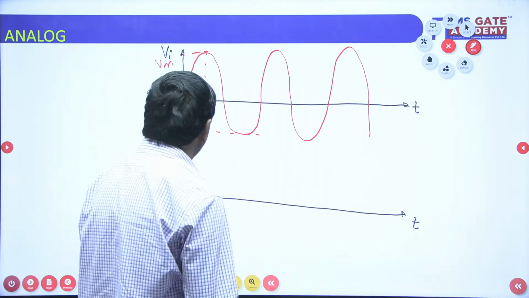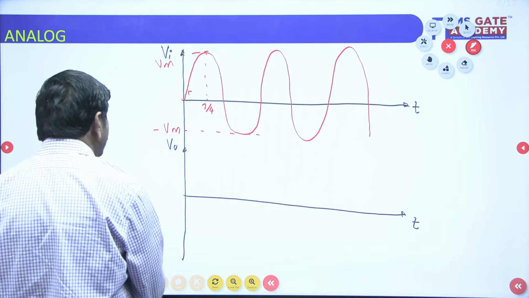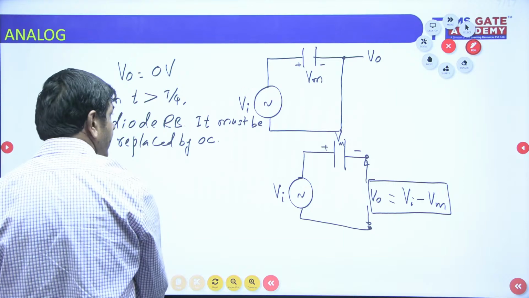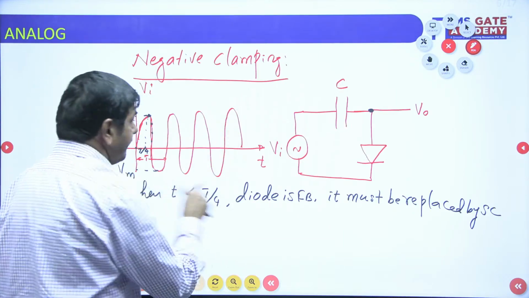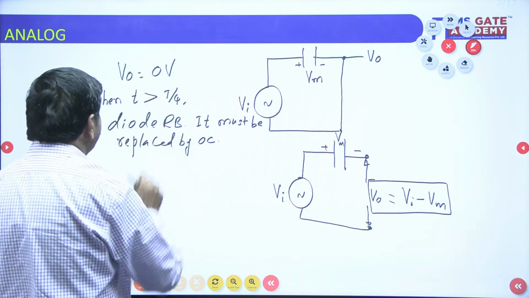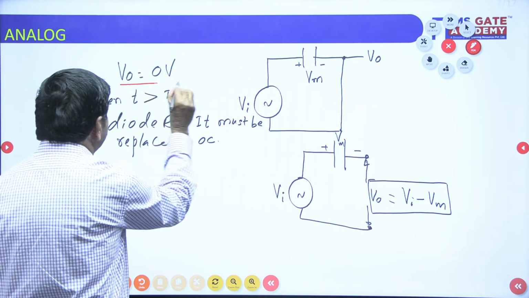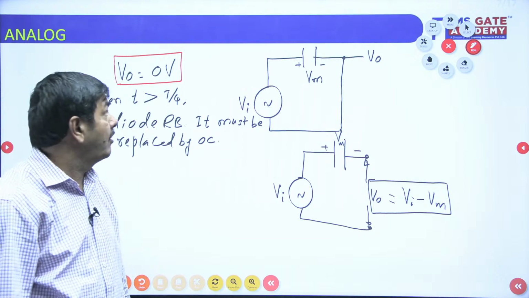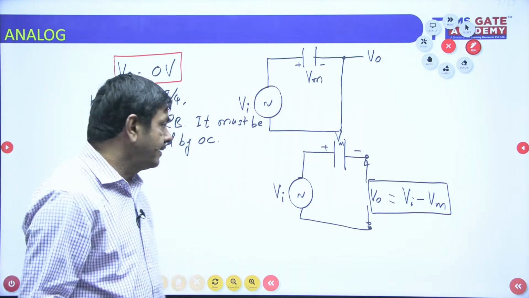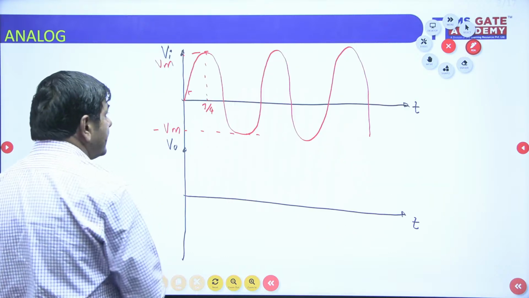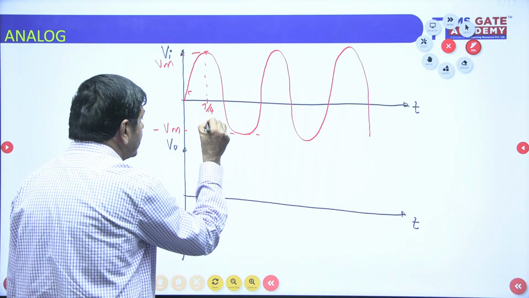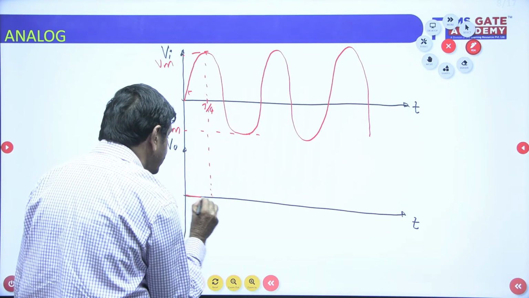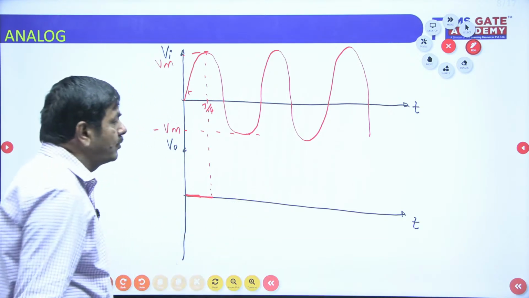But how is the shape of the output available? You watch. I gave already, V0 equal to 0 voltage I am getting. When T is less than or equal to T by 4, the output is 0 voltage only. Yes, I can draw 0 voltage.